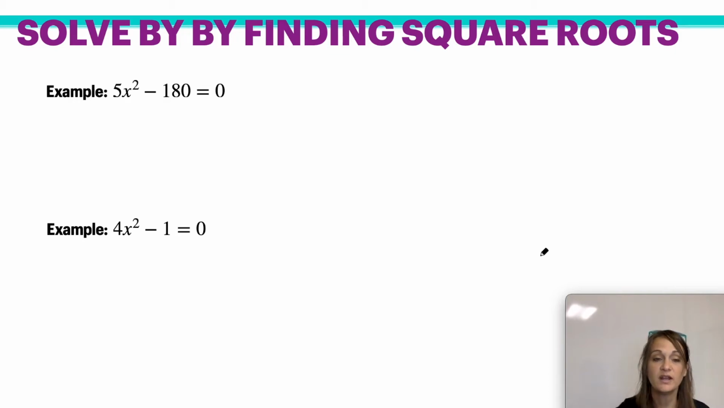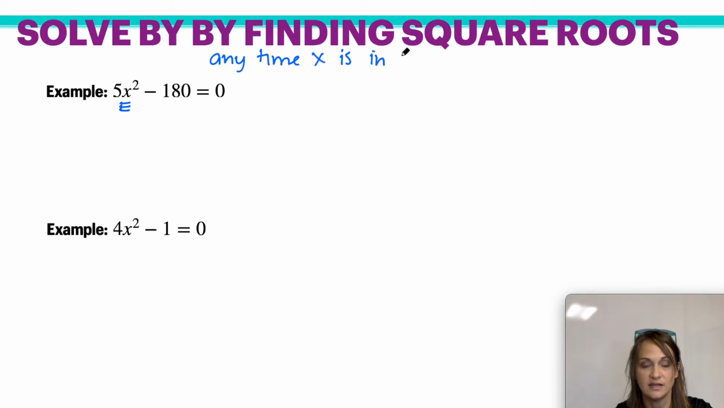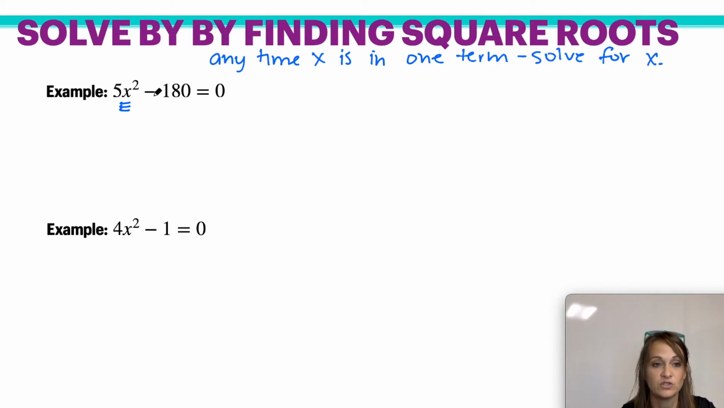There is one other way to solve that we're going to learn today, and that is to solve by finding square roots. Normally you would factor. However, if you notice, x is only in one term. So anytime x is in one term, solve for x. Meaning I would add 180 to both sides, and then I would divide by 5 first.